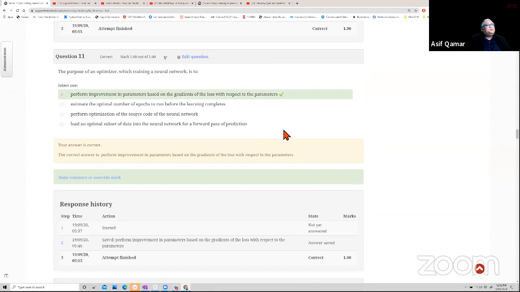The purpose of an optimizer when training a model is, of course, it does the gradient descent step. It updates the parameters based on the gradients of the loss. That's what an optimizer does.